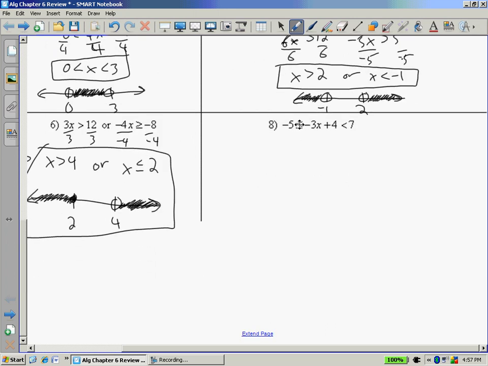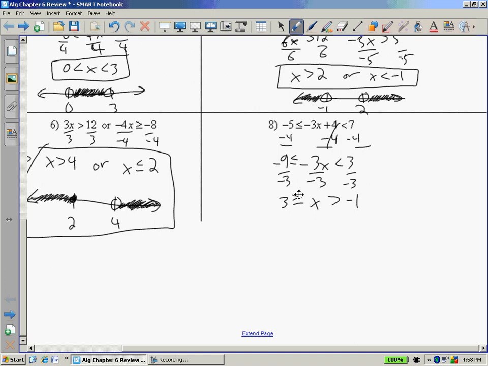Okay, number 8 here. This is an and statement, so we're going to do everything at the same time. We're going to subtract 4 from all 3 parts. Negative 3x is less than, that's going to be +3. Negative 5 minus 4, -9. And now we divide by -3. Whoa, what happens? We're going to have to switch both of these inequality symbols. There are 2 inequality symbols here.